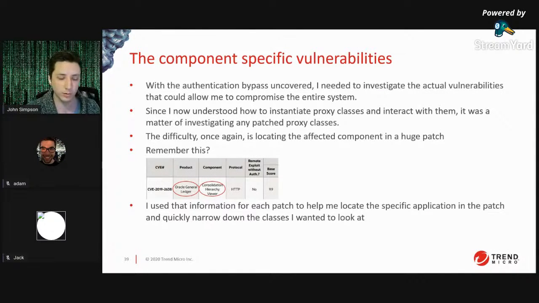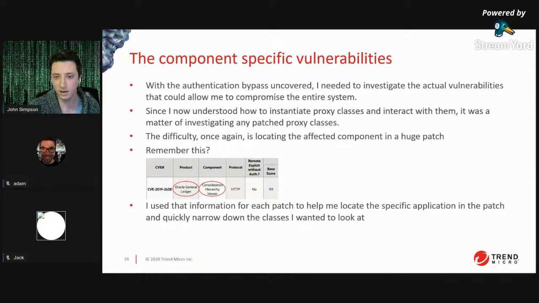So let's talk about the component-specific vulnerabilities. Once I had figured out the authentication bypass, I realized, okay, the vulnerability I'm looking for right now is not that, but clearly it's related in some way. So I had to investigate the actual vulnerabilities that allowed me to do what Onapsis described, which was basically compromise the whole system. Since I now understood how to instantiate proxy classes and interact with them, it was just a matter of investigating any patched proxy classes.